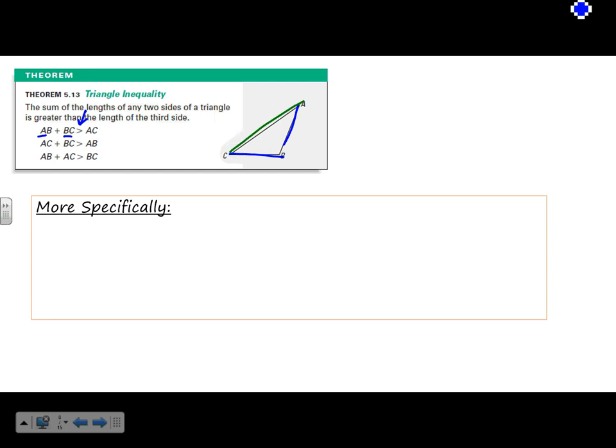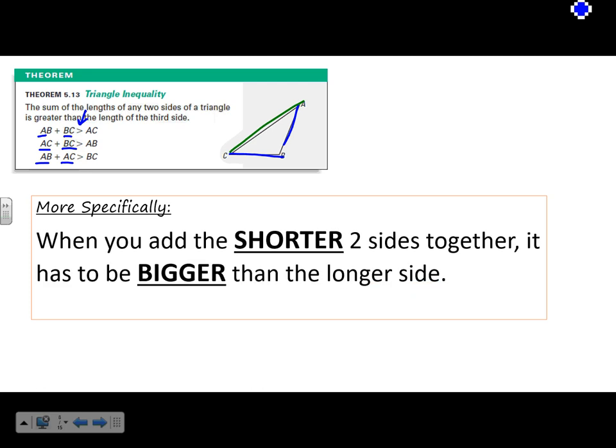But then they do that with all of them. AC plus BC also has to be bigger than AB. AB plus AC also has to be bigger than BC. So that is true, but we can make it a little bit easier by looking at it this way. When you add the two short sides together, it's got to be bigger than the longer side. So rather than doing all three of those, all you have to do is find the two shorter sides, add them together, and that has to be bigger than the longer side.